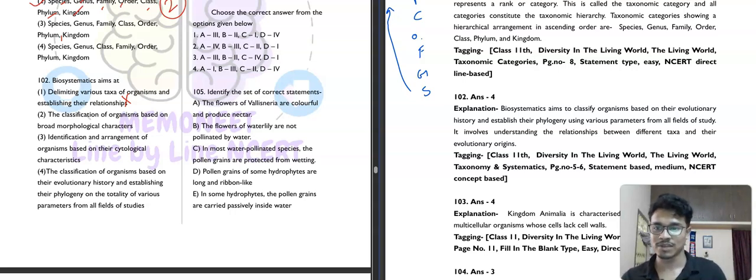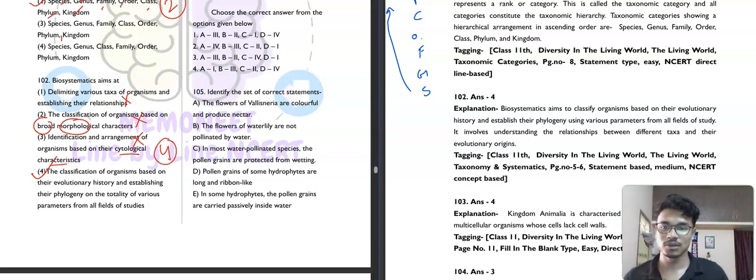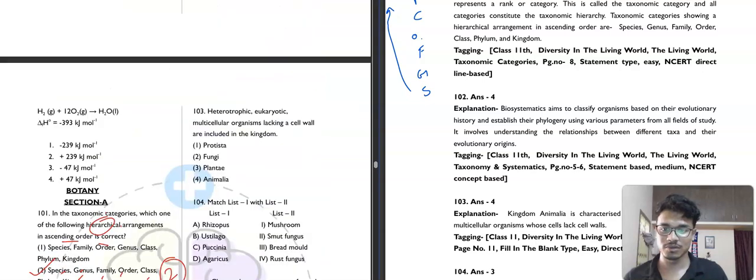Okay. The second option is saying the classification of organisms based on broad morphological characters. That's different, right? This is a part of classification, but that is not biosystematics. Try to understand the word biosystematics. You have to put some system in there to find some relationship. Then identification and arrangement of organisms based on their cytological characters. Cytological, cell structure, all these things. Okay, that is not biosystematics. So biosystematics is the fourth option. Then moving to the next question, that is question number 103.